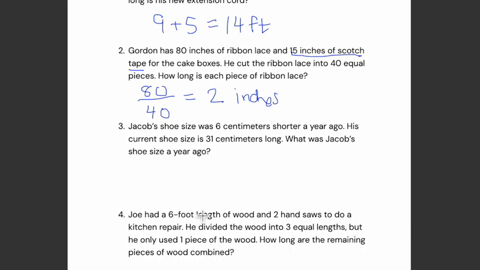Number 3, Jacob's shoe size was 6 centimeters shorter a year ago. His current shoe size is 31 centimeters long. What was Jacob's shoe size a year ago? So we need to take the current shoe size, which is 31 centimeters, and subtract how much shorter his shoe was a year ago. So our expression is 31 minus 6, and that's equal to 25 centimeters. So his shoe size was 25 centimeters a year ago.